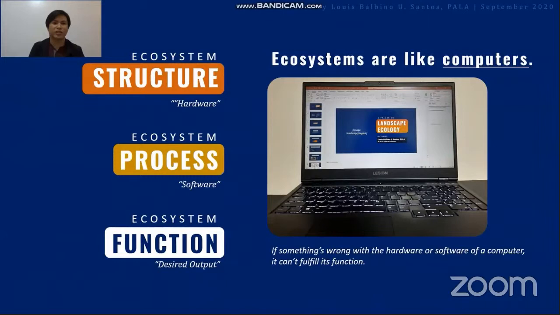And if there's something wrong with the software, like say there's a virus in your computer, or you don't have enough RAM and can't run the programs, then the computer also can't provide its function. In the same way, ecosystems cannot provide their function if there's something wrong with their structure, that is their hardware, or their process, that is their software. Now, what are these ecosystem structures, processes, and functions? We'll discuss next.